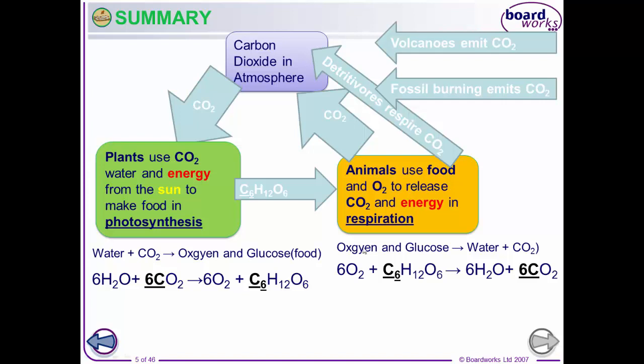So you have the cycle, detritivores release carbon dioxide, the carbon which is made from animals and plant material also releases carbon dioxide when it's burnt, and volcanoes also release carbon dioxide. And that's it. Fairly simple, easy peasy, lemon squeezy.